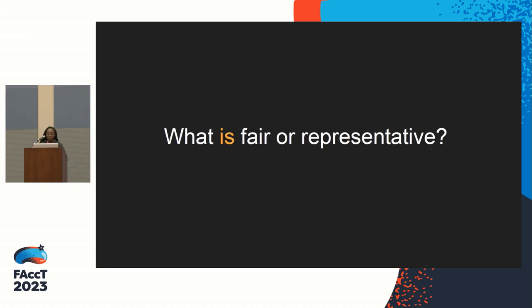Which leads us back to our original question of not only what is fair, but what does representation and inclusivity sound like? So from these design workshops and the post-interviews, we learned that it's really about authenticity, so representing the range of one's identity genuinely.